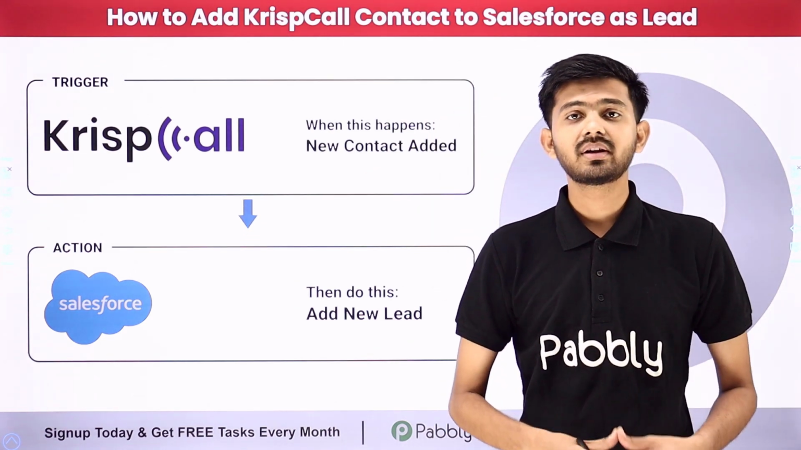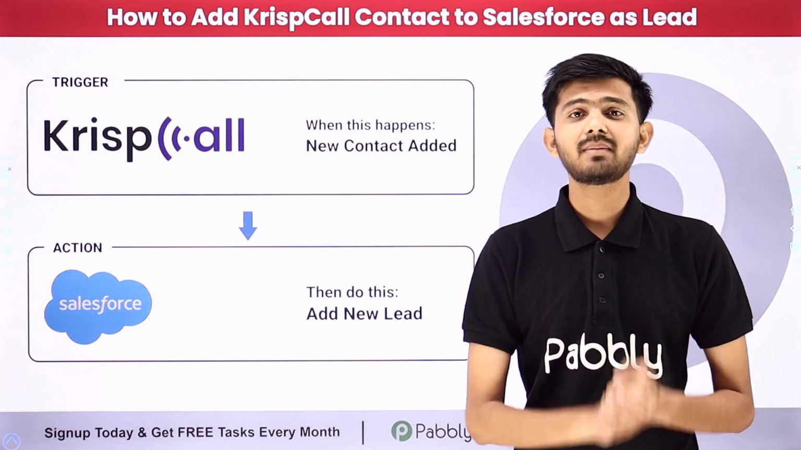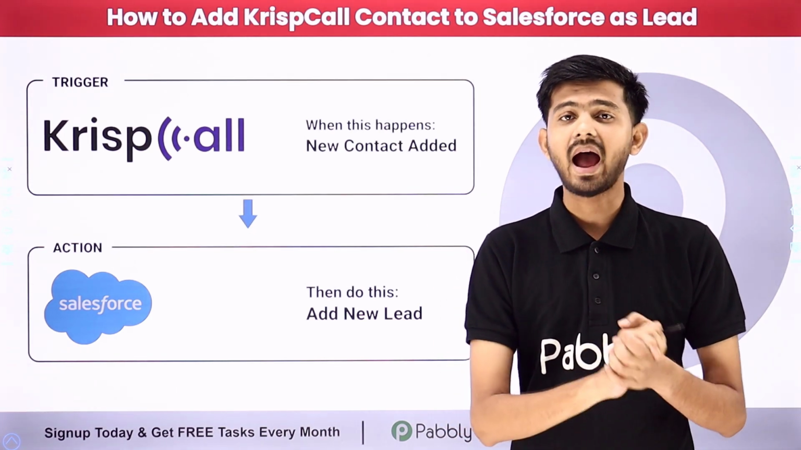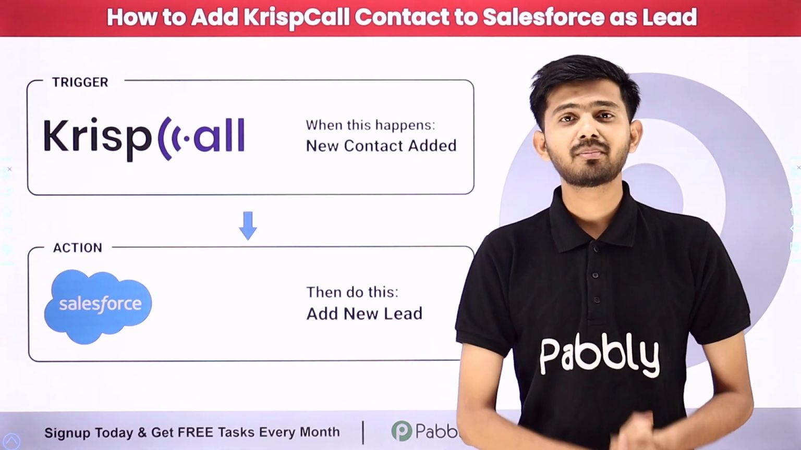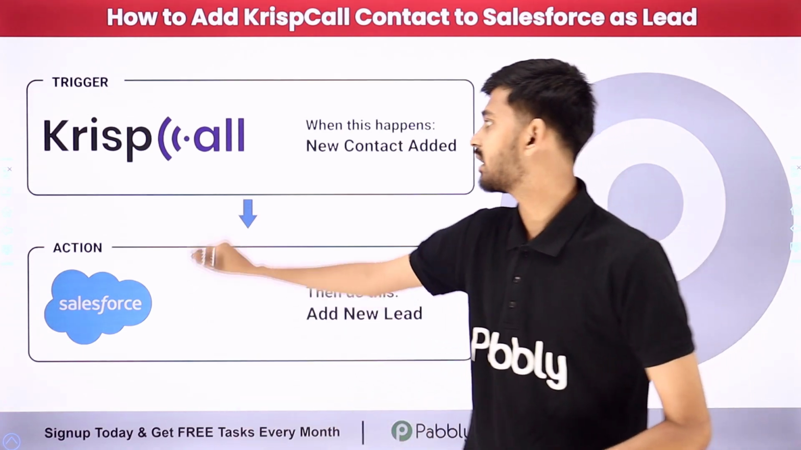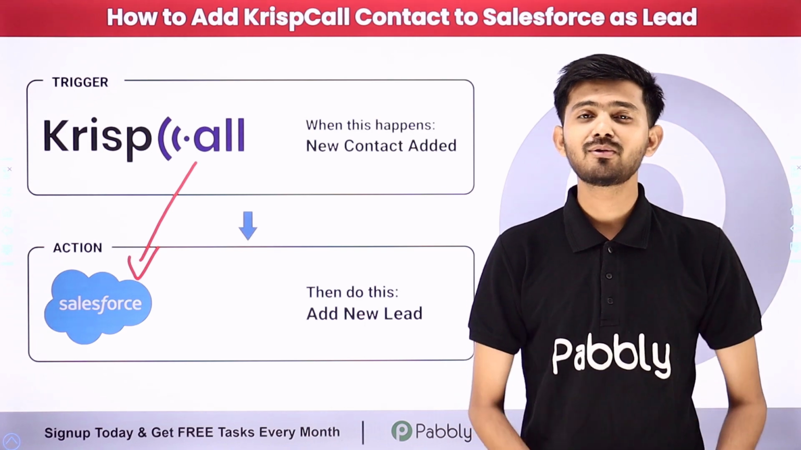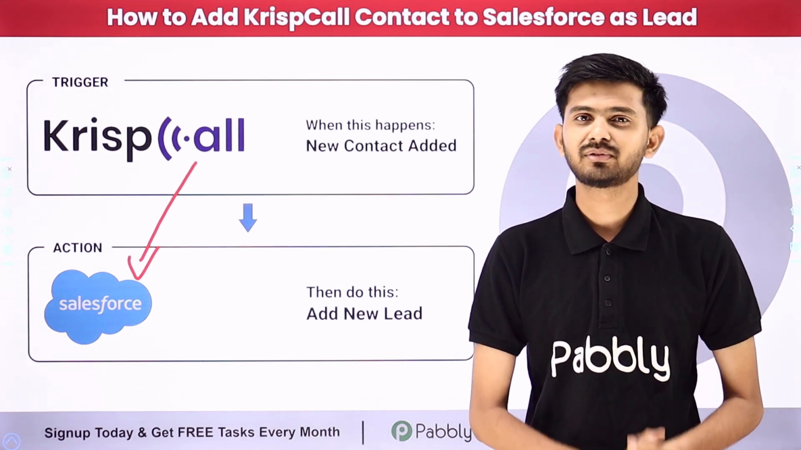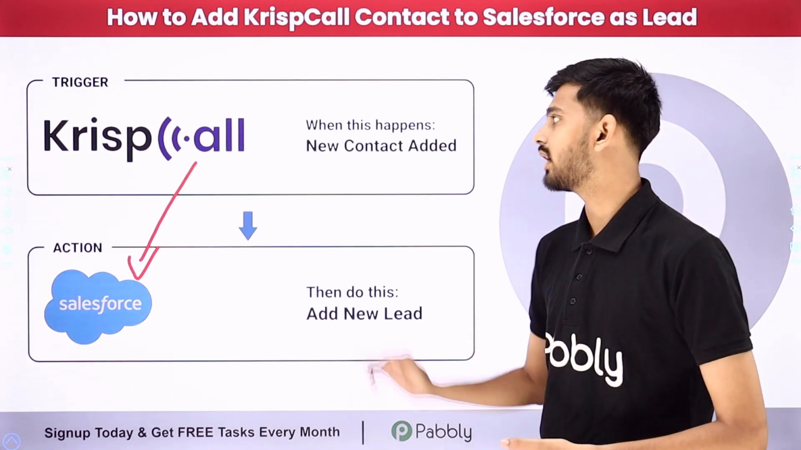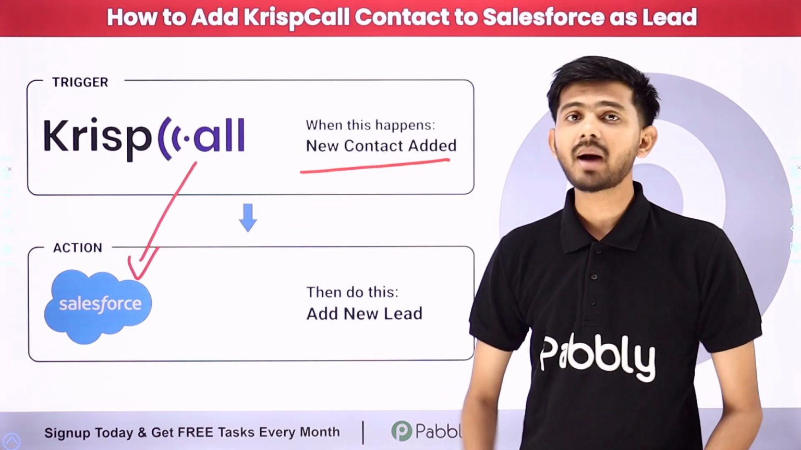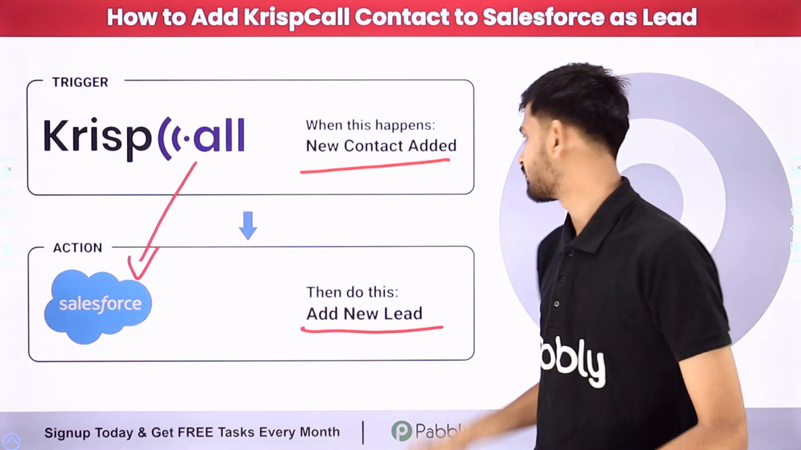So here my objective is that whenever I add a new contact in my KrispCall account, then automatically, by capturing the details of my contact, I'm going to add this contact in my Salesforce account as a new lead. So for my objective, I have to build a connection between KrispCall and Salesforce. For building this connection, I'm going to use Pabbly Connect, which is an amazing software for automation and integration. Now with Pabbly Connect, whenever I add a new contact in KrispCall, then automatically I'm going to add that contact as a new lead in my Salesforce account.